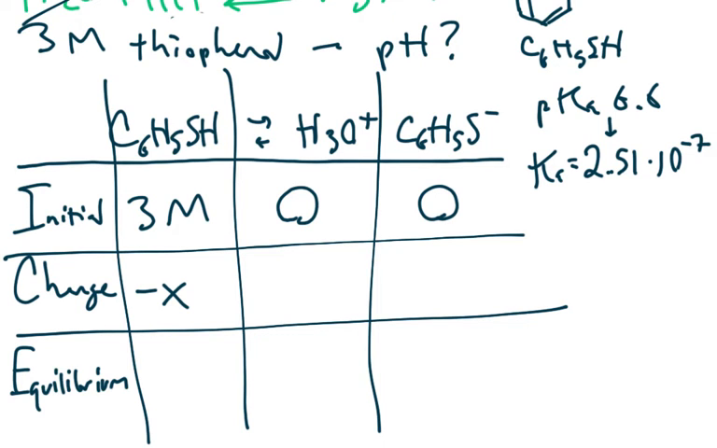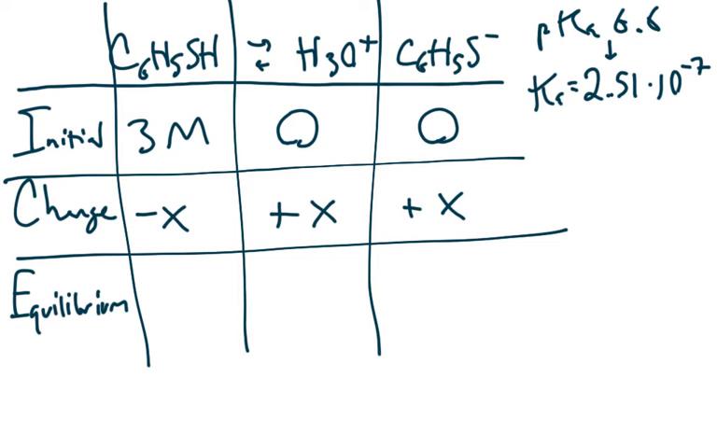Likewise, we're going to end up with positive x more of each of our products because we are making some of them. And the sum of them has to be stoichiometrically equal to how much thiophenol we lost because they all have one coefficient. And then in equilibrium, all we have to do is add up our initial and change.